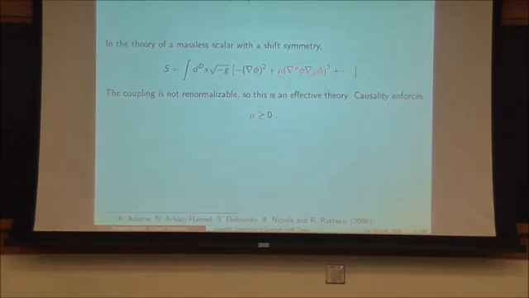Let me give you an example. This is from the Adams, Arkani-Hamed, Dubovsky, Nicolis, and Rattazzi 2006 paper. Let's consider a massless scalar with a shift symmetry. In any dimension, you have the standard kinetic term, and you have a term which is basically the square of this term with some coefficient mu. Obviously, this coupling is not renormalizable, because you can conclude that from power counting. So this is an effective theory. What these guys showed is the following. This theory is causal if and only if mu is greater than or equal to 0. So if mu is negative, you cannot find a UV complete theory that will give you this IR effective field theory.